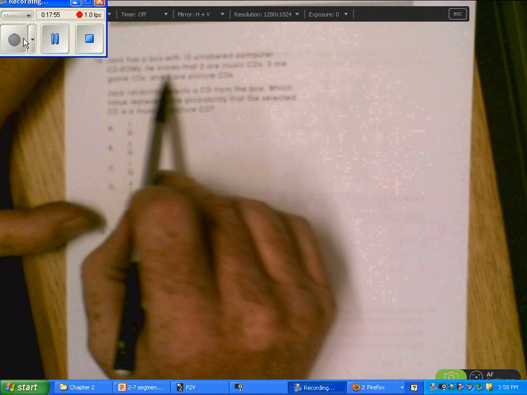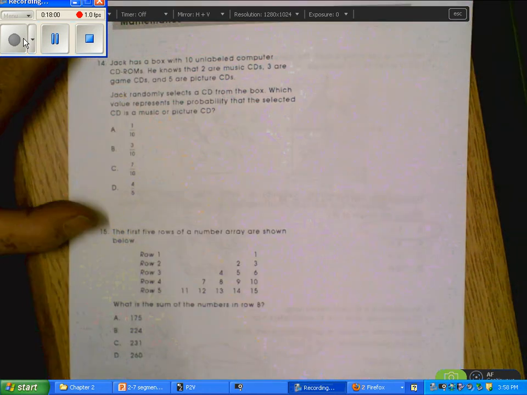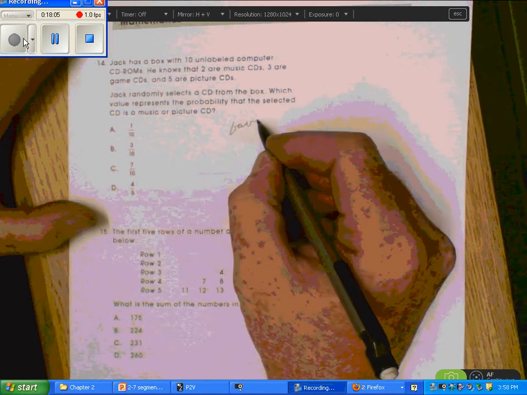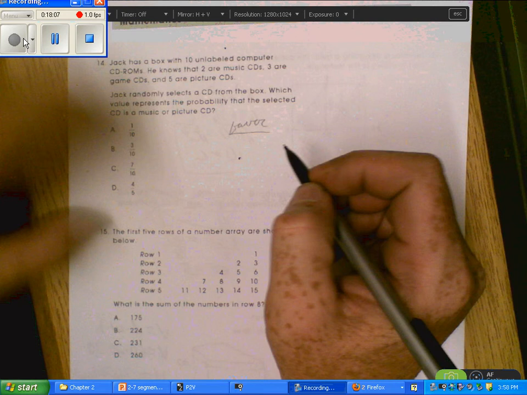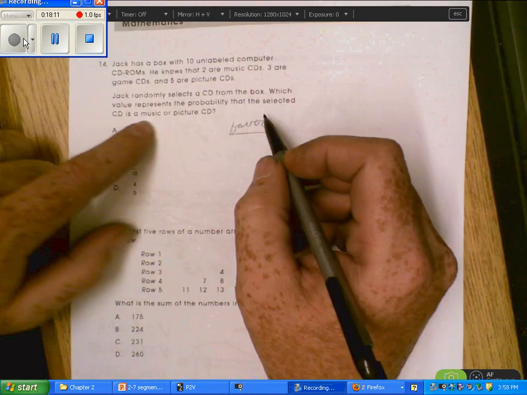Jack has a box with 10 unlabeled computer CD-ROMs. 2 are music, 3 are game CDs, 5 are picture CDs. If Jack randomly selects a CD from the box, what value represents the probability he selects a music CD or a picture CD.